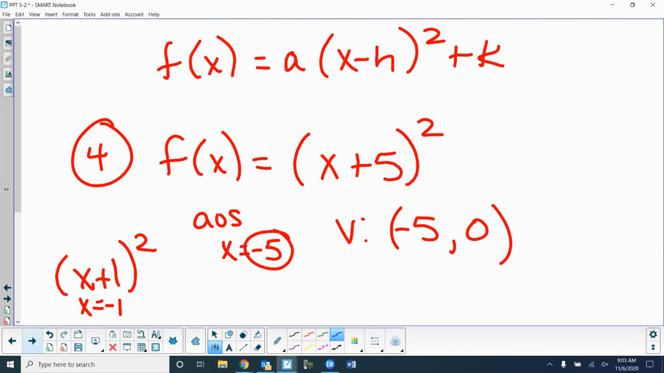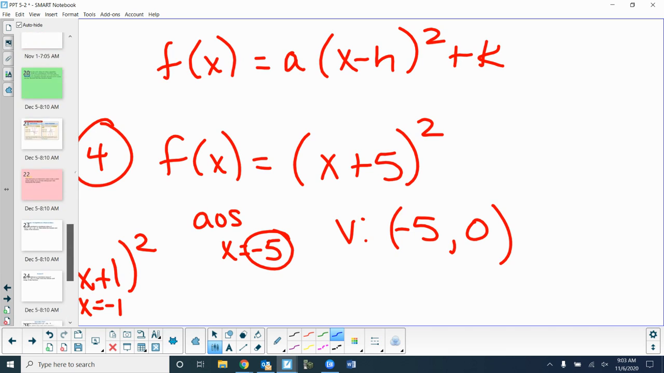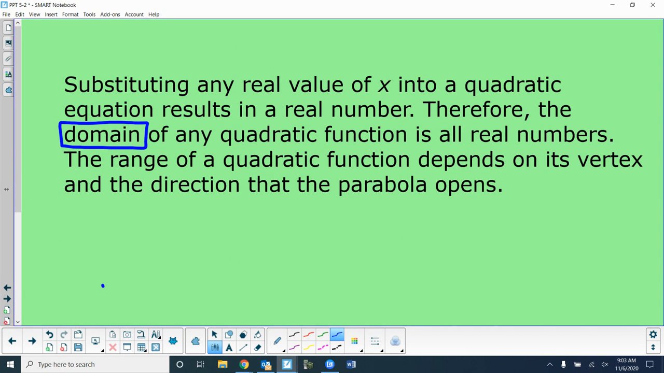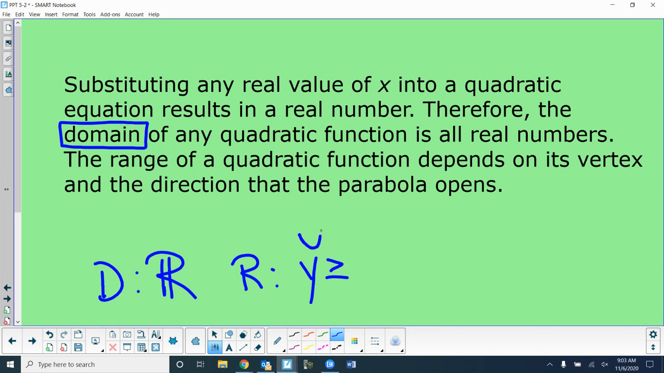So domain is always what? So if you want to just do that, that's good for me. Range, it's going to be y greater than or equal to if it goes up.